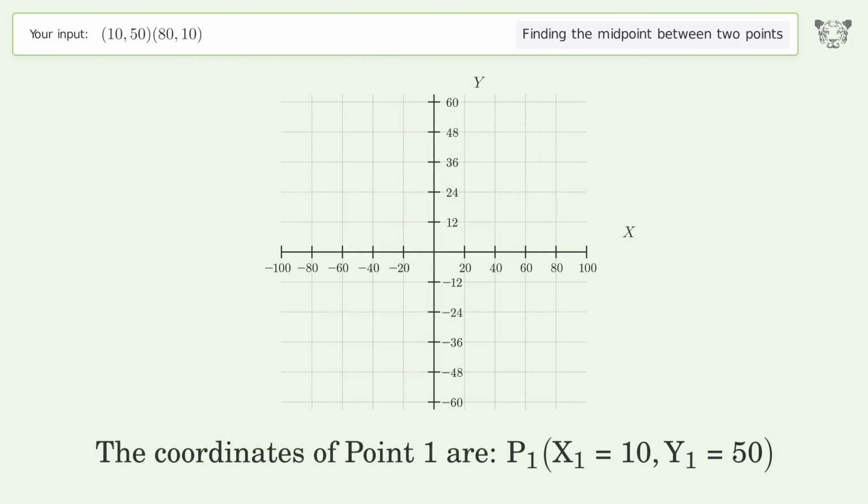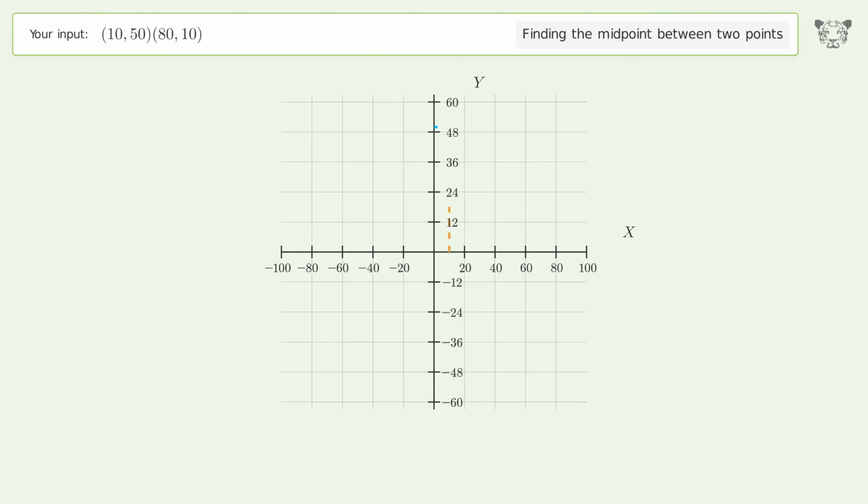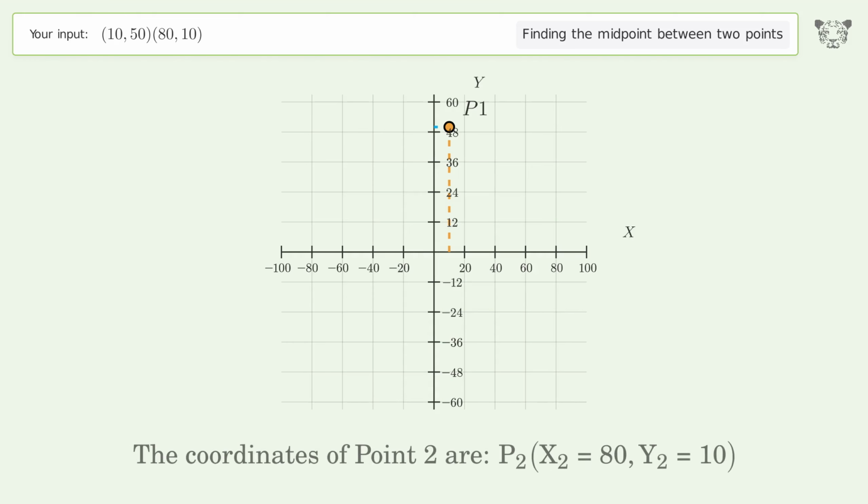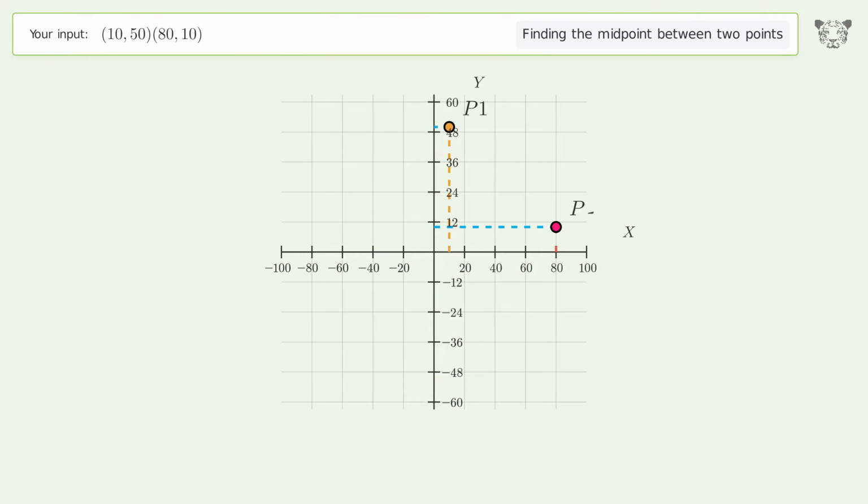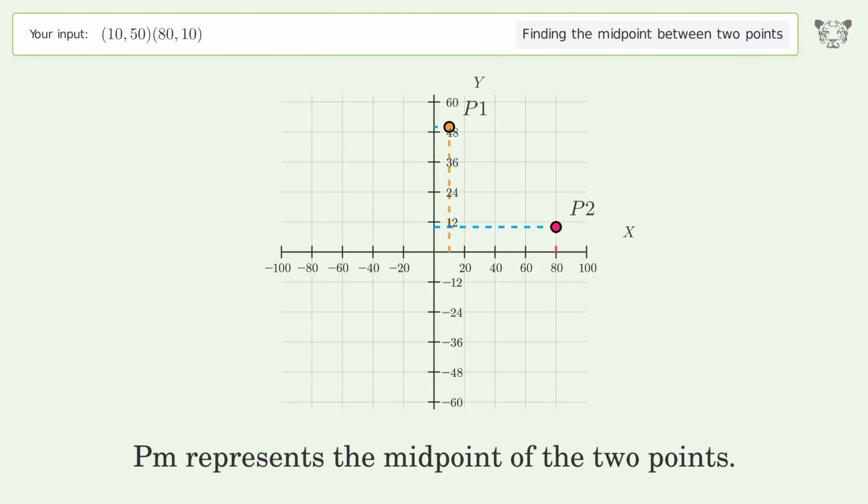The coordinates of point 1 are x1 equals 10, y1 equals 50. The coordinates of point 2 are x2 equals 80, y2 equals 10. PM represents the midpoint of the 2 points.